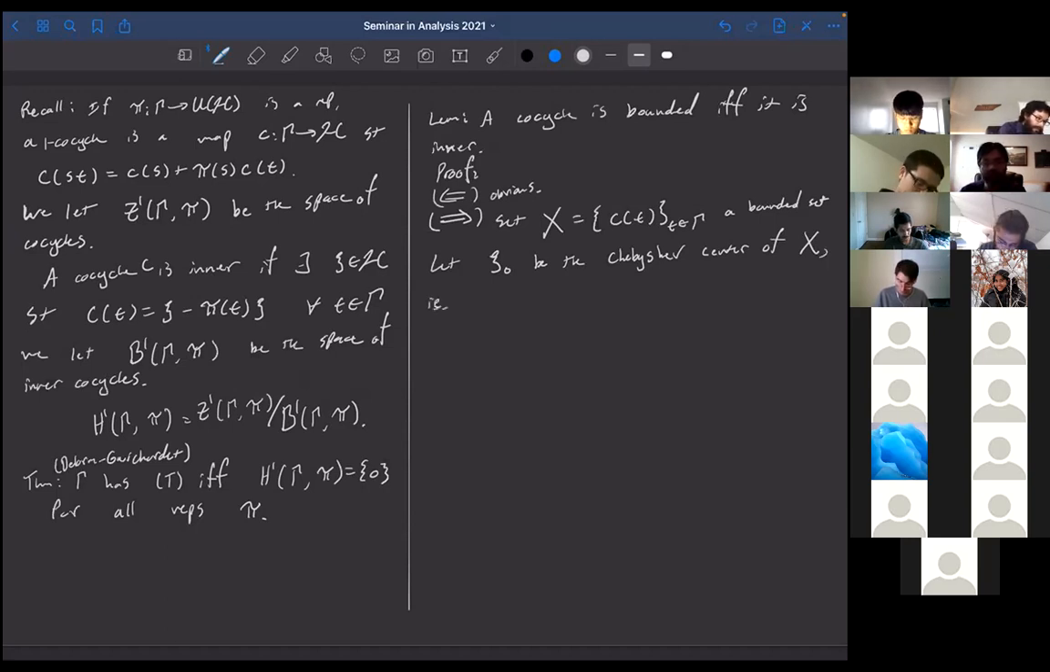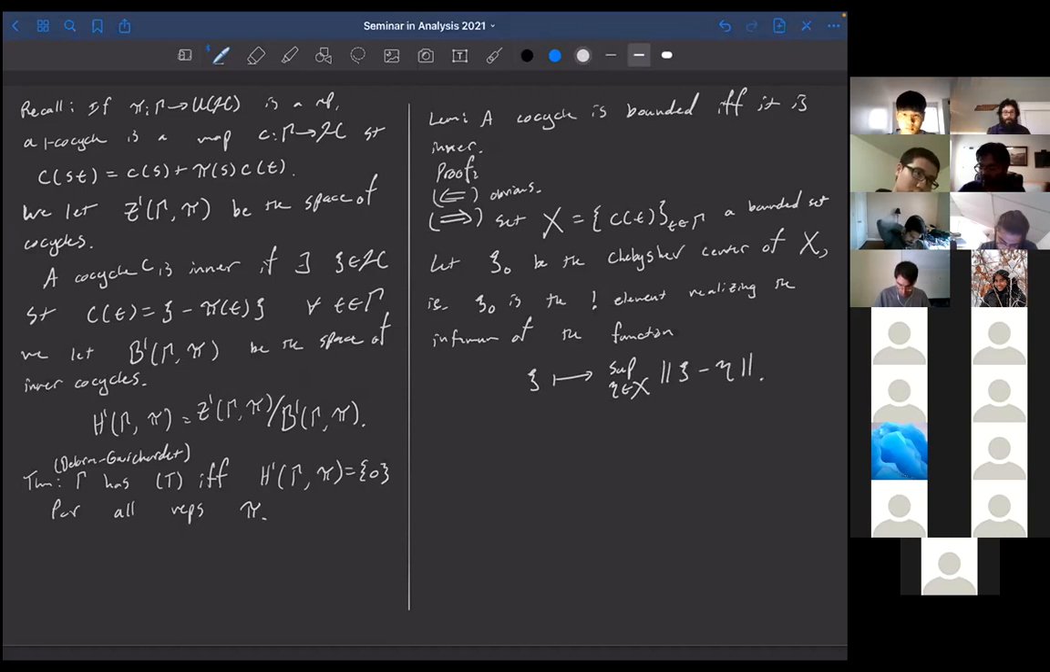This means, i.e., C naught is the unique element minimizing or realizing the infimum of the function that takes C and sends it to the sup over eta in our set X of the norm of C minus eta. Right, so this is some function on our Hilbert space H. It takes values in the positive reals, and since this is a bounded set, it is indeed a positive real. And so there is an infimum.